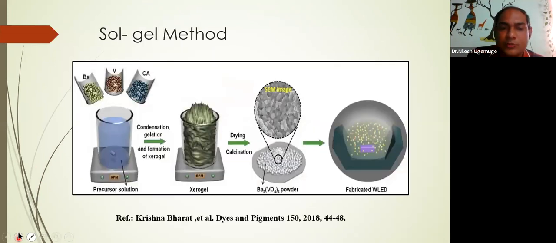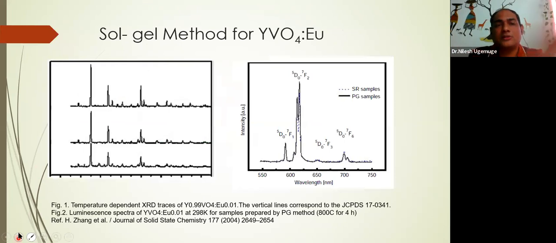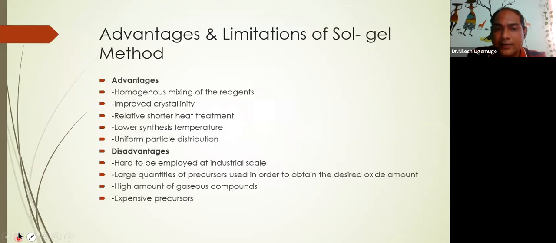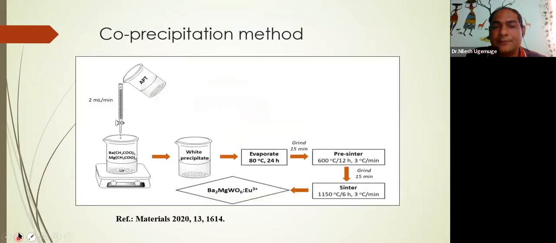One more method, as you may know, is sol-gel. In this method, we prepare the sol and then we prepare the gel. We mix them together and then there is a formation of the final product. So these are the XRD and the PL of the sample prepared by sol-gel. This is the SEM micrograph. These are the advantages and the limitations of this method.